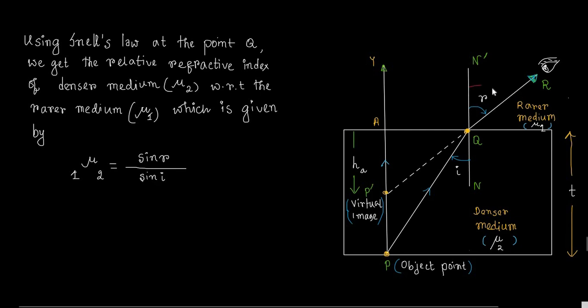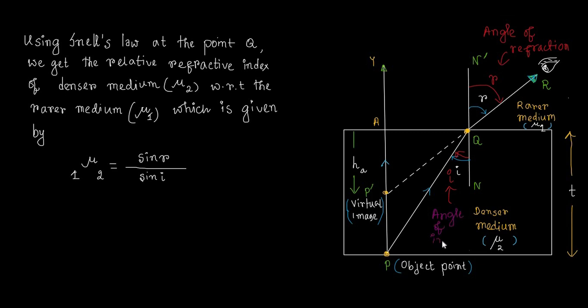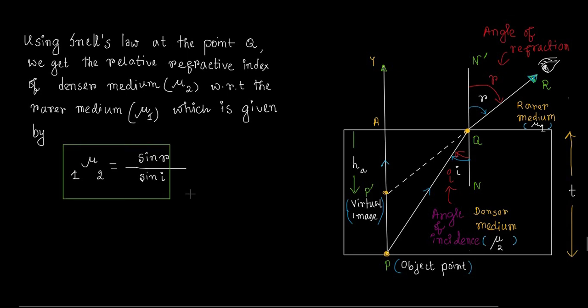r is the angle of refraction in the rarer medium. i is the angle of incidence in the denser medium. Therefore, 1mu2, the relative refractive index, is obtained as sine r divided by sine i.